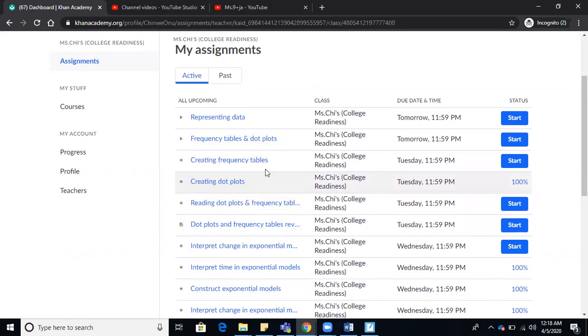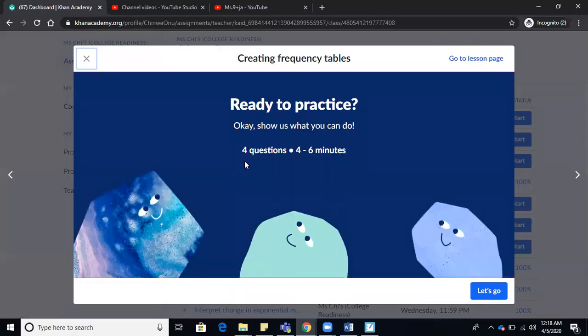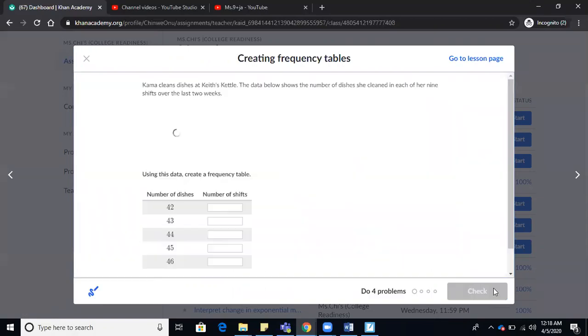the first 3 exercises due this week, which is creating a frequency table, creating a dot plot, and reading dot plots and frequency tables. So the keyword in frequency table is frequent. You're just seeing how frequent that number is or how many times that number occurs. So I'm going to go ahead and do 4 questions with you on here and click let's go.